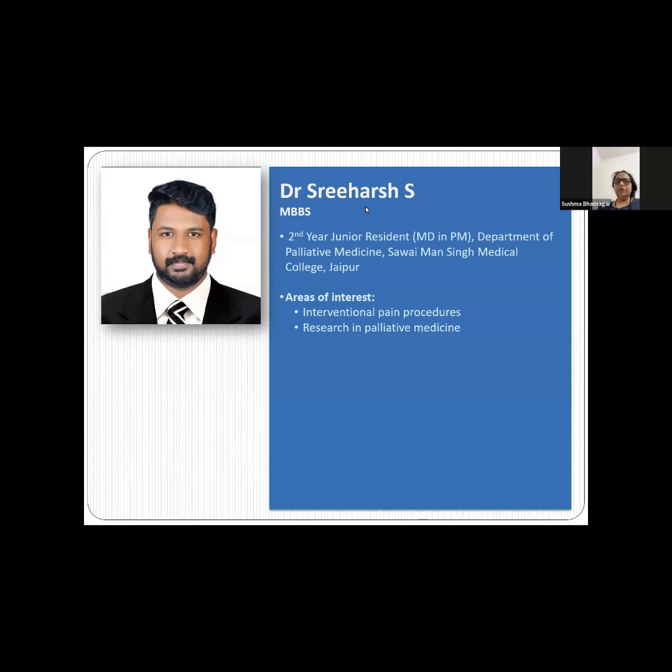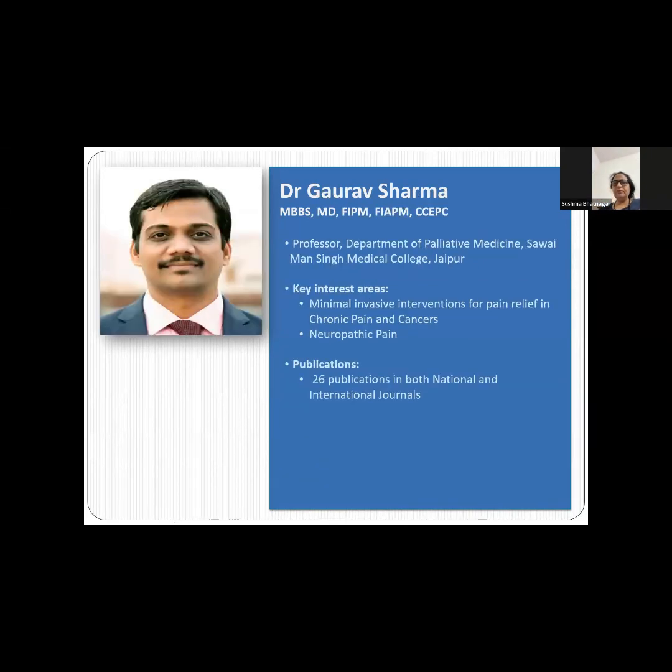moderator of this session is Dr. Gaurav. I know Dr. Gaurav since last many years. Dr. Gaurav is a professor. Initially he was in anesthesia, now he is in palliative. He is professor of palliative medicine in Department of Palliative Medicine at SMS Medical College in Jaipur. He has got a lot of interest in chronic pain and neuropathic pain, and especially chronic pain in cancer.